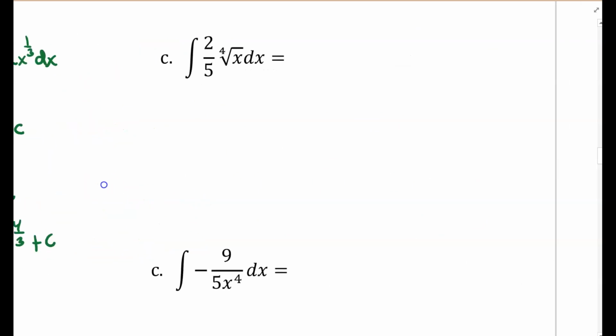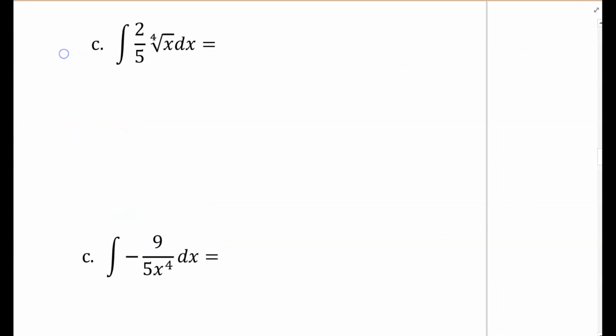Okay, and here is C. Go ahead, try this out. Now I've shown you lots of examples. Try this example, and then I'll show you the answer here in a second.